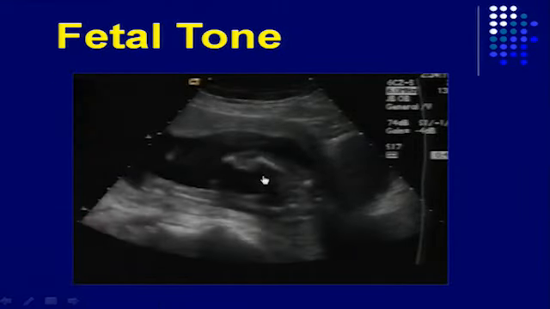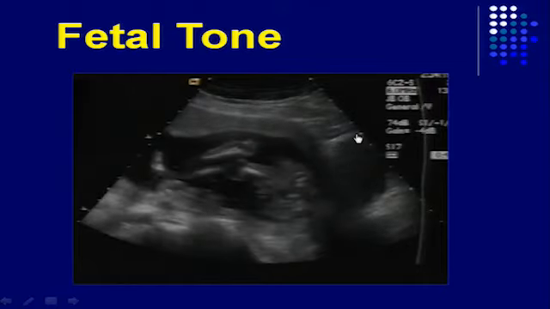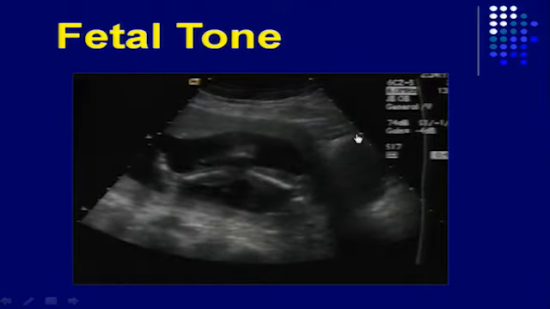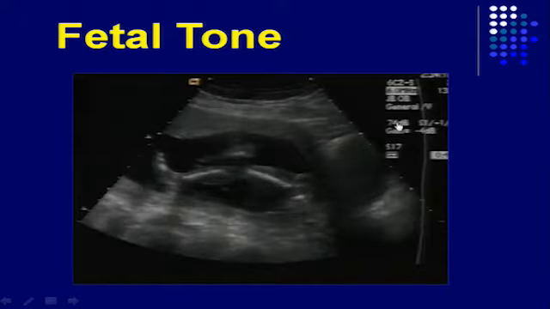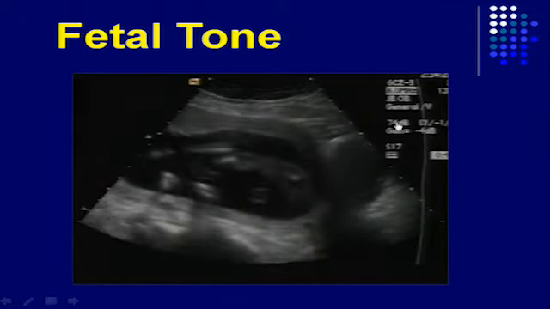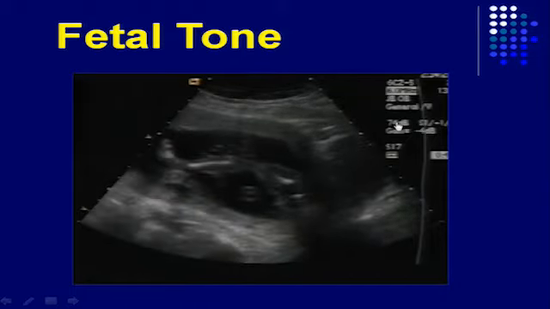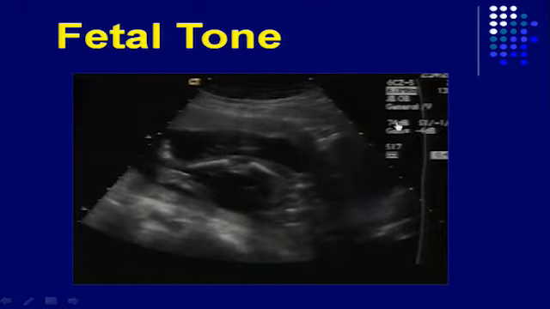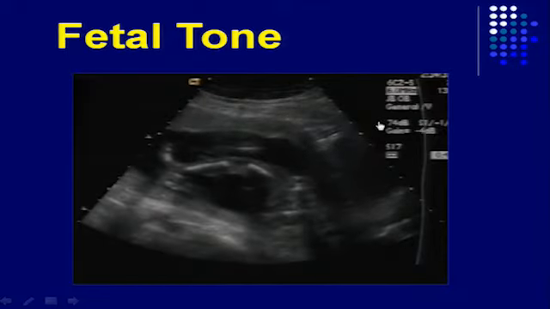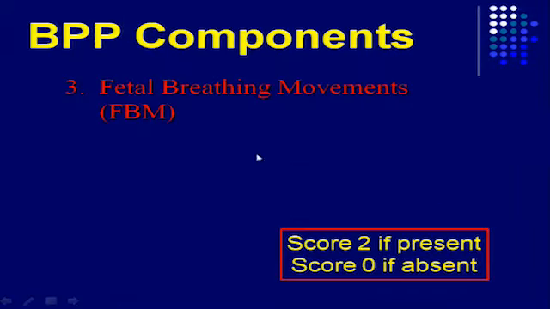And there goes the foot, and that arm was moving, the arm coming back in here. So a lot of times they're doing the tone and the movements at the same time, and then you can count them. But you need to see at least 3 movements, and then the tone, you need to see at least 1 of those. Little kicks moving around.